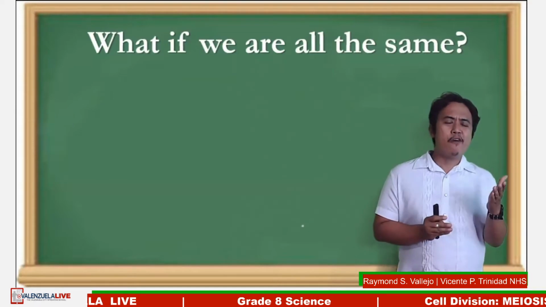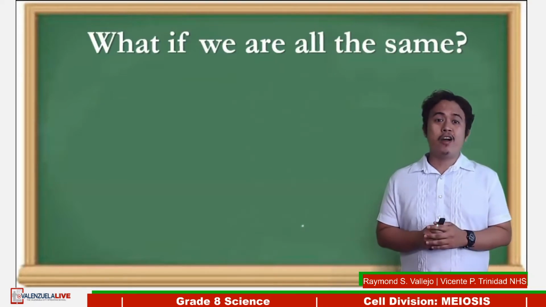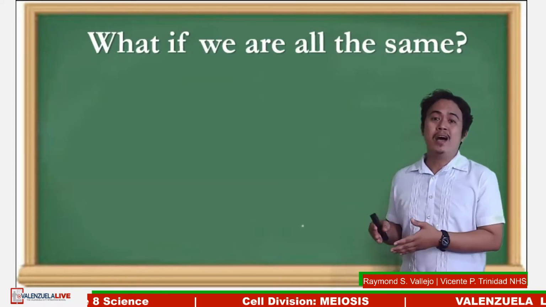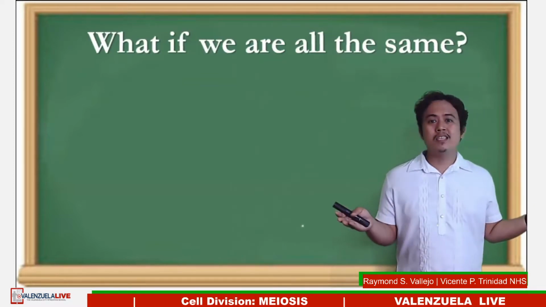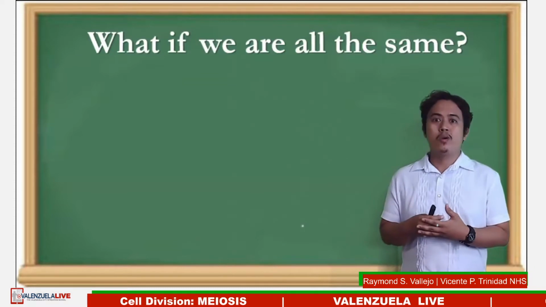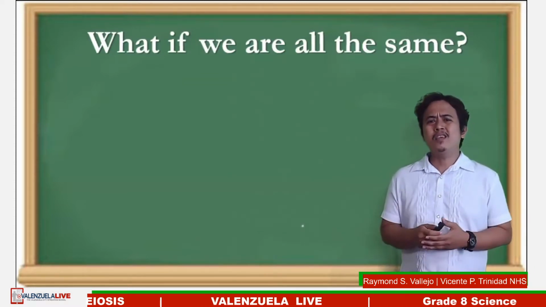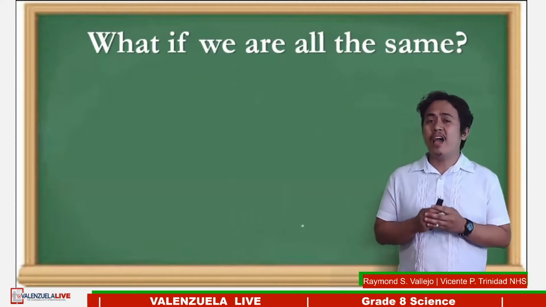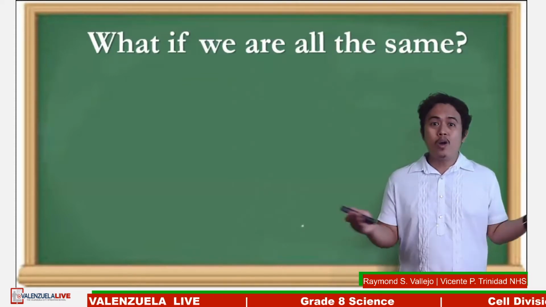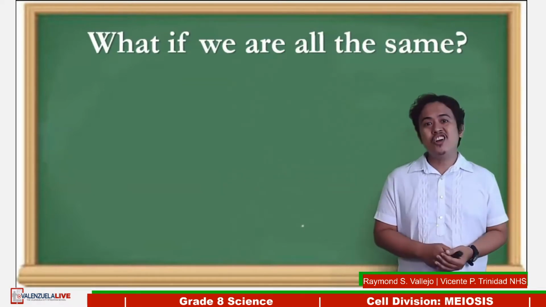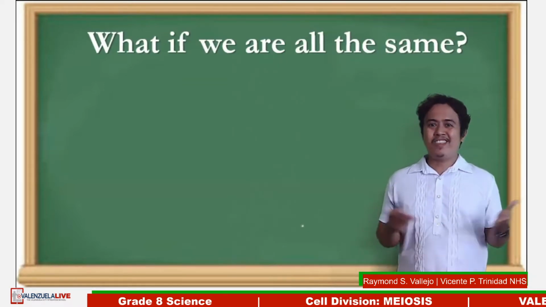Imagine if all living things on Earth are the same. All organisms are animals, or all organisms are plants, or all organisms are bacteria. Will organisms survive in this kind of environment where all organisms have the same characteristic and same function? What do you think?